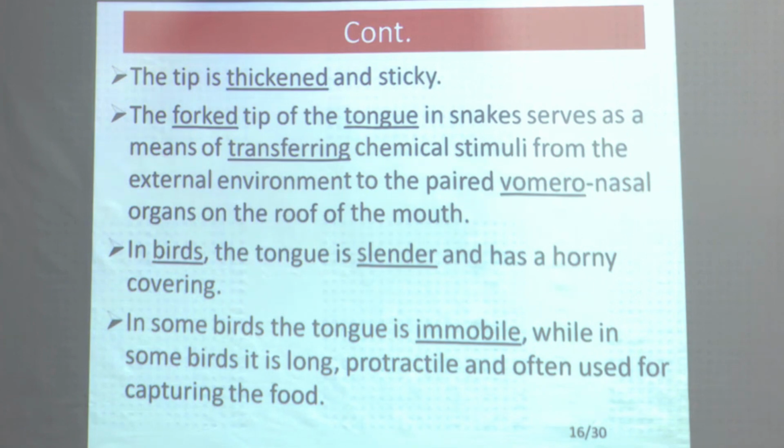So the forked tip of the tongue in snakes serves as a means of transferring chemical stimuli from the external environment to the paired vomeronasal organ, which is present in the upper jaw, on the roof of the mouth. So it can absorb the stimuli of the external environment. So this is all about the tongue of the reptiles.